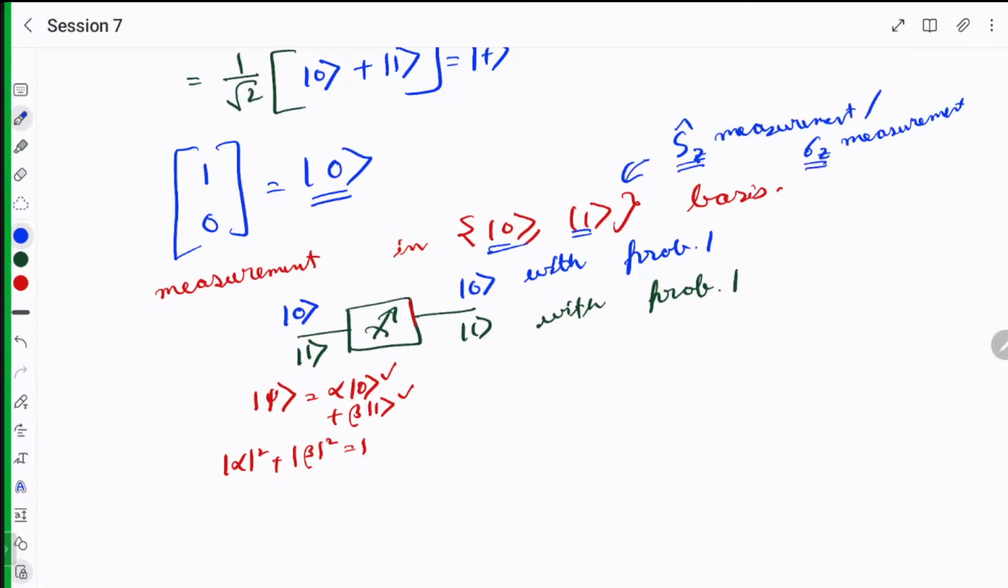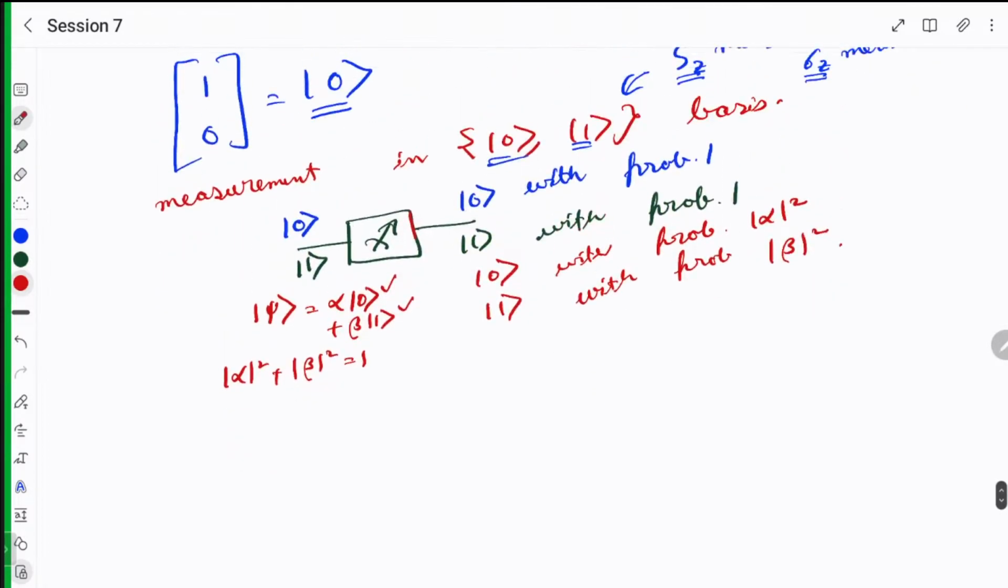So what will we get? We will get 0 with probability mod alpha squared and 1 with probability mod beta squared. That's right.